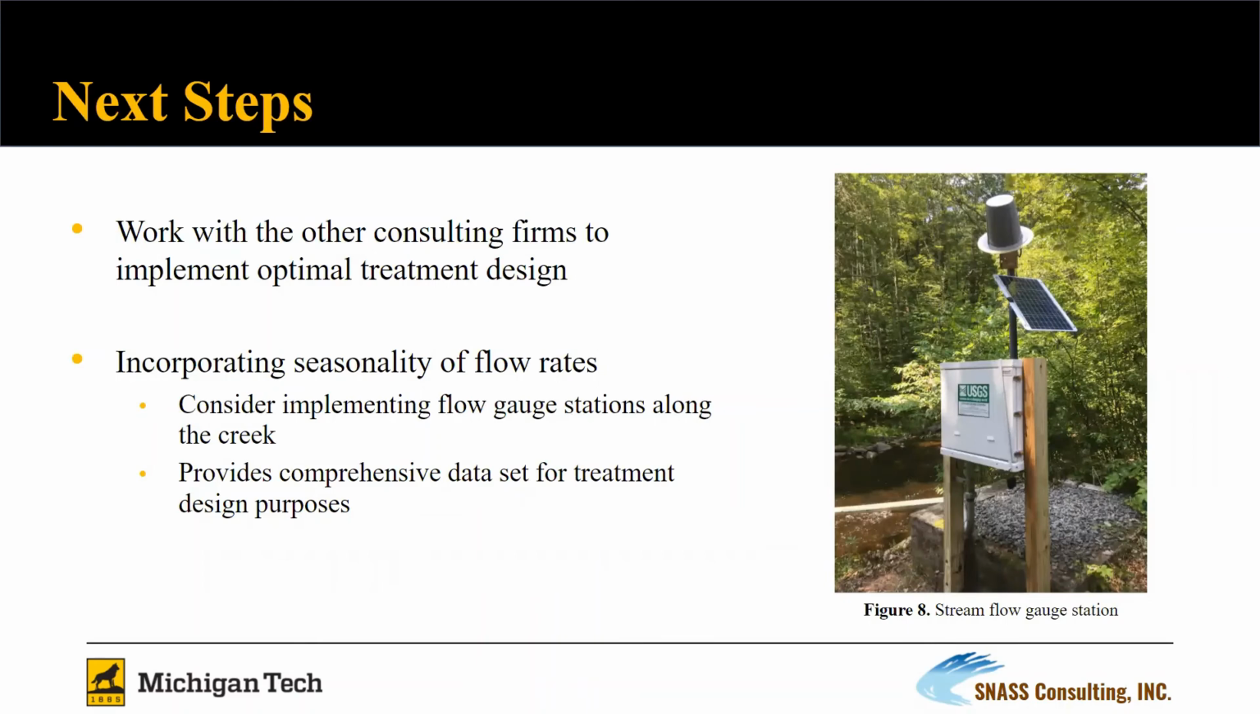But as far as the next step goes, we would want to work with the other consulting firms to implement the optimal treatment operations at the mine drainage. And in order to incorporate a better range of flow rates, we would want to incorporate seasonality. To do this, we would consider implementing flow gauge stations along Camel Creek, because this would provide a more complete set of flow rates for their design operations.